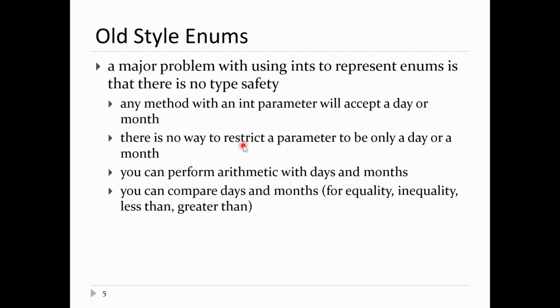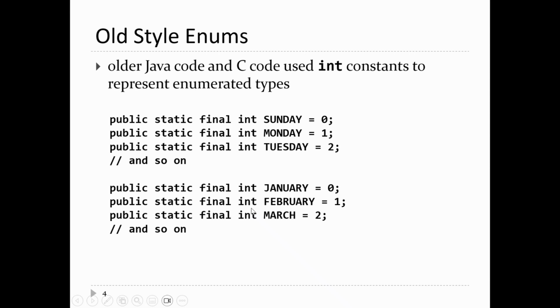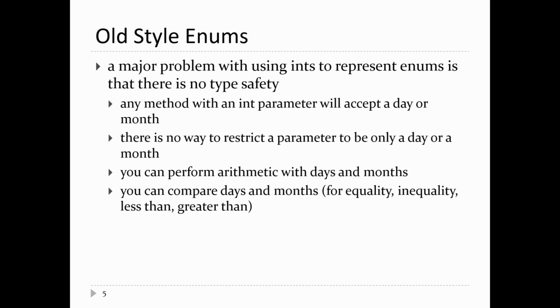If you write a method that is supposed to only take in a month, there's no way to write that method. It has to take in an int because your types are ints. And now any method that you write which is only supposed to accept months has to validate the input. It has to check, is the month between 0 and 11? If it's not, then it's not a valid month. So you've got all this validation code kicking around all over the place.